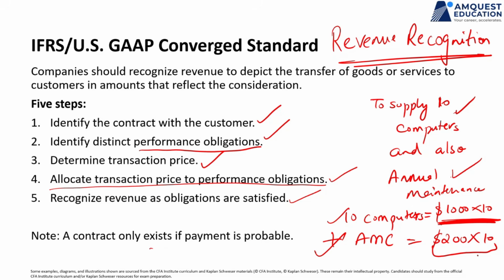So a contract only exists if payment is probable, right? Once you can identify the transaction price and the payment is also probable, that is the only place where we are going to say, okay, there is a contract which is available. So under both IFRS and US GAAP, these conditions should be met for you to recognize revenue from an accounting perspective.